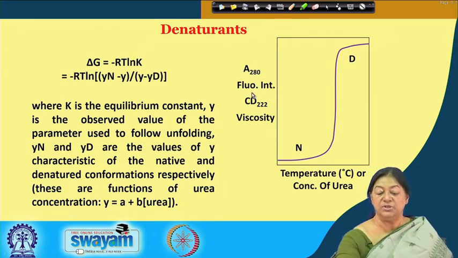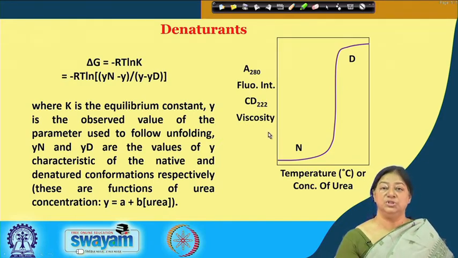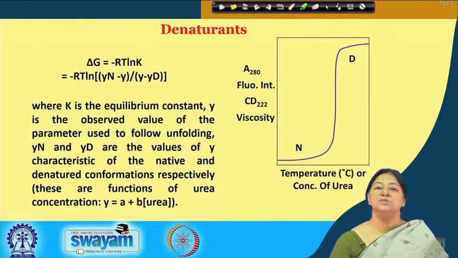And how do we measure this? We can measure this by the absorbance at 280 nanometers, by the fluorescence intensity, by the circular dichroism signal at 222 nanometers that corresponds to a disruption of the alpha helix, or we could even measure the viscosity change in the protein. What will happen in the viscosity change?